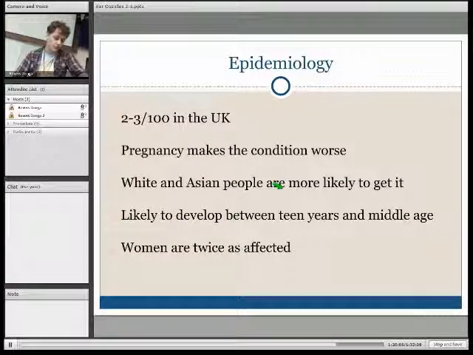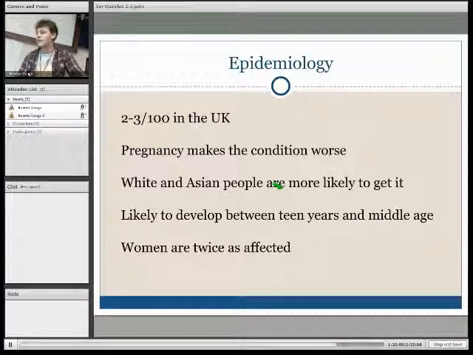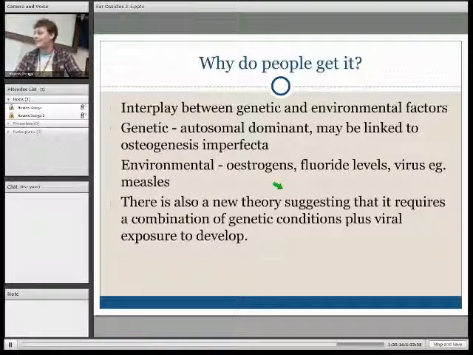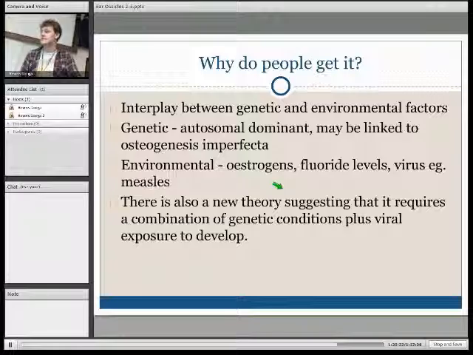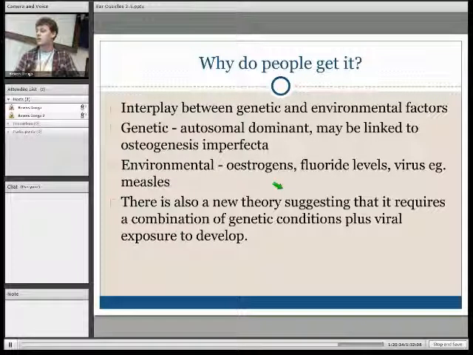Epidemiology: I've just said it's fairly common, particularly if you are a white or Asian young pregnant woman. So that's your epidemiology. Why do people get it? The causes. It appears to be a dual causality. More recently, we've come to think that you need a viral infection combined with a genetic predisposition in order to actually start the development of this condition.